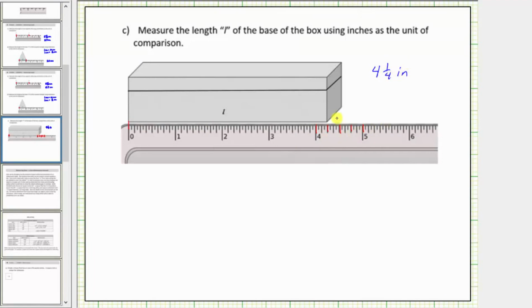For some lengths, we may need to cut the inch into smaller parts or pieces, but for this length, cutting 1 inch into 4 equally sized parts or pieces was enough to determine the exact length. We may also recognize that 1/4 is equivalent to 25 hundredths, and therefore we can also express 4 and 1/4 inches in decimal form as 4.25 inches.